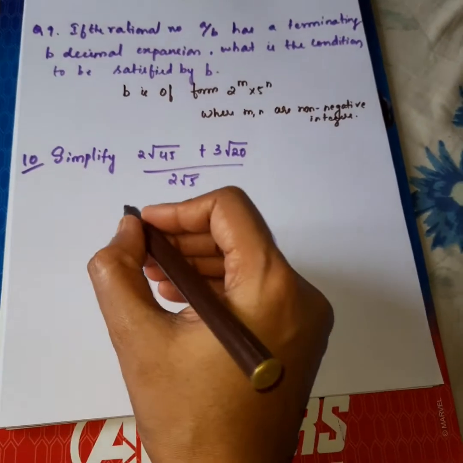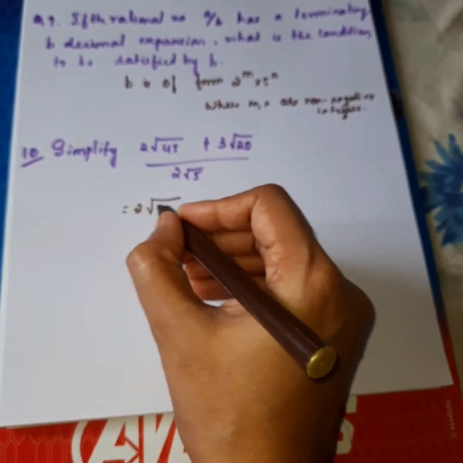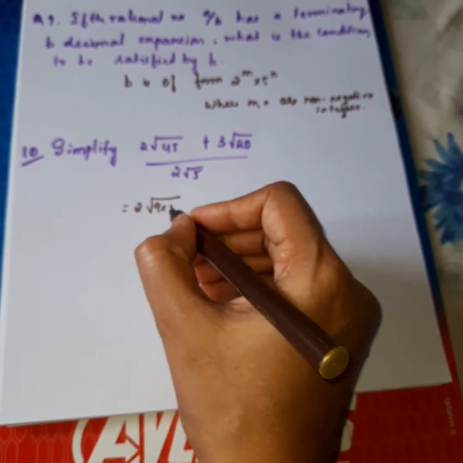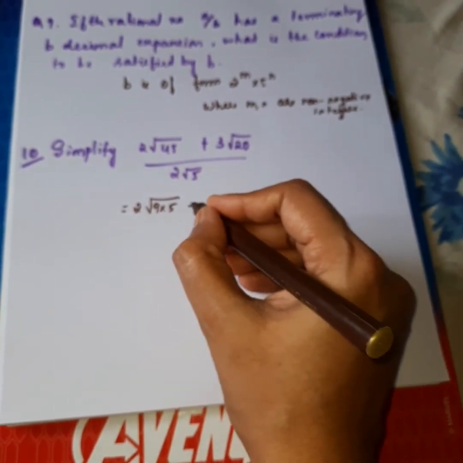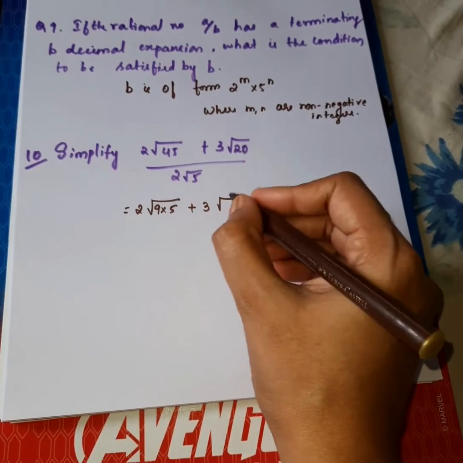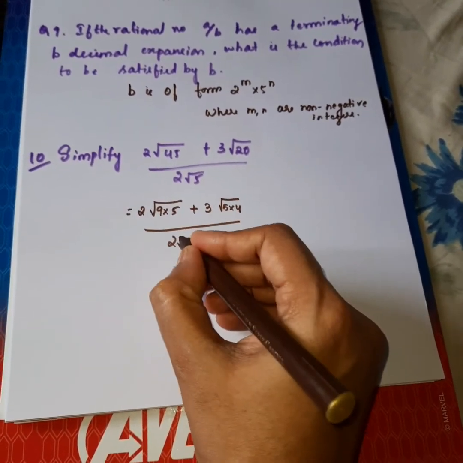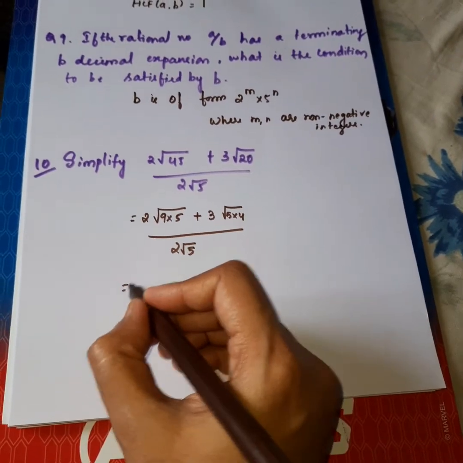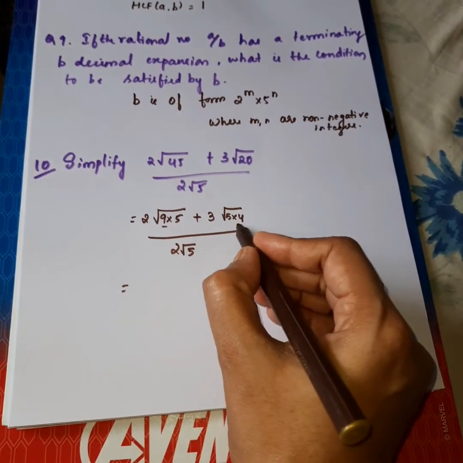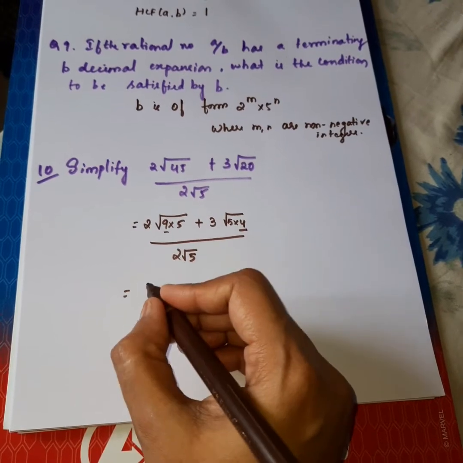Next, question 10, simplify the given number. So 45 can be written as 9 into 5. 20 can be written as 4 into 5 or 5 into 4. Both 9 and 4 are perfect squares, so we can remove them from the square roots.